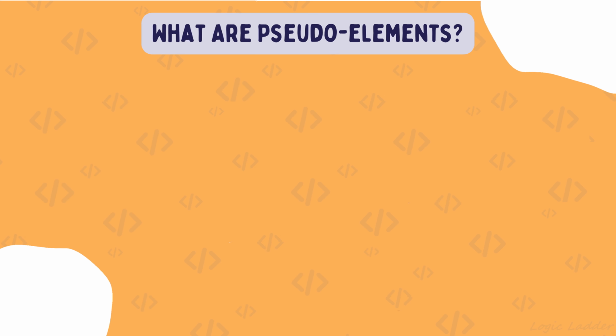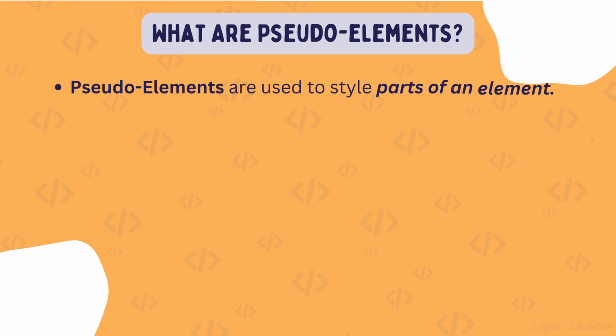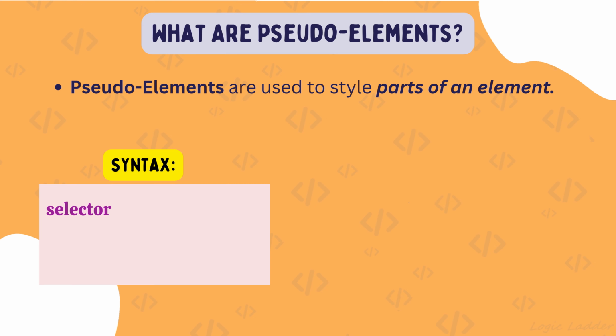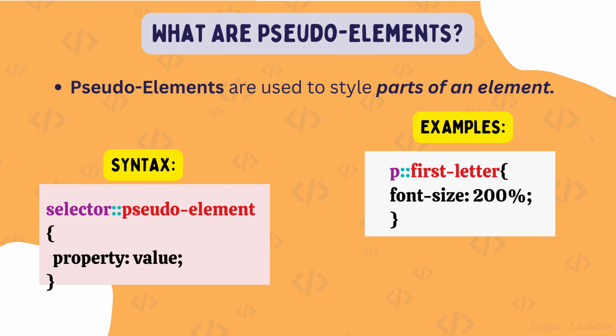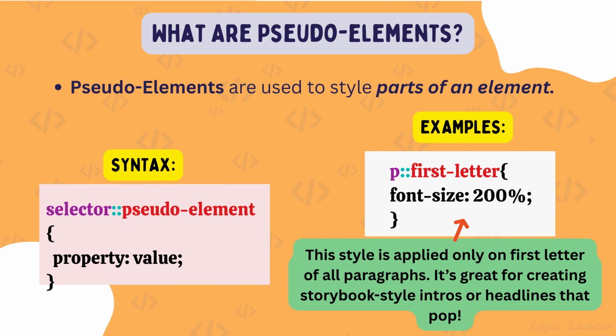Now let's meet pseudo-elements. These are even cooler. They let us style specific pieces inside an element, like the first letter of a paragraph, or adding content before or after something using pure CSS. Pseudo-elements use a double colon and are written like this: selector, then double colon, then the pseudo-element name. You can add any CSS property inside. For example, the first-letter pseudo-element changes only the first letter of the selected element. This style is applied only on the first letter of all paragraphs. It's great for creating storybook-style intros or headlines that pop.